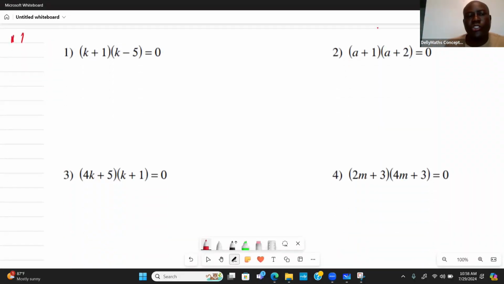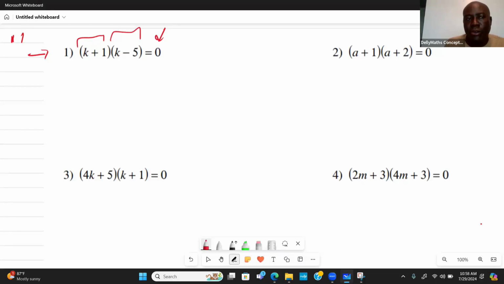What we're looking at today is that we want to solve quadratic equations. Here we're going to be solving by way of factorization. And for the ones that have already been factorized, for example, like number one, which is in factor form, we're just going to apply the zero product rule to it, because here we have two factors that were multiplied to give zero.